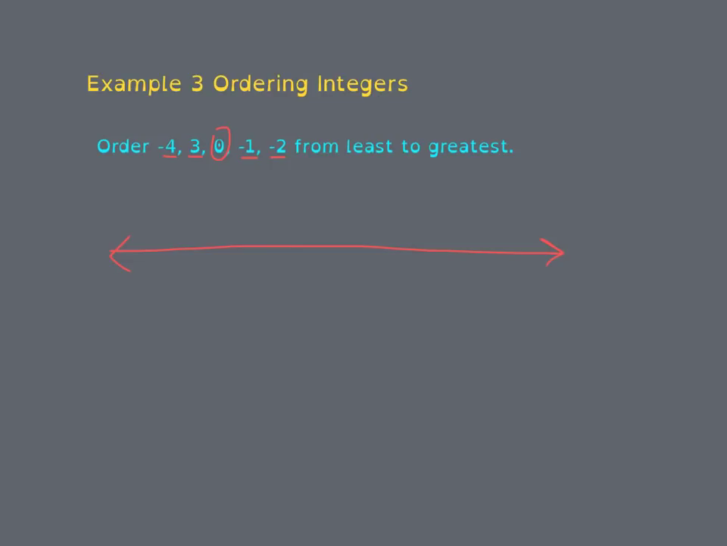So I need to make sure I go past -5 or -4, and I need to make sure I go past +3 on my number line. So I'm going to set my number line up like this, and then I'm just going to start putting them on the number line. So I'm going to start with -4, just graphing them, then 3, 0, -1, and -2.